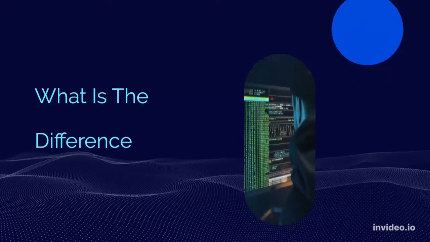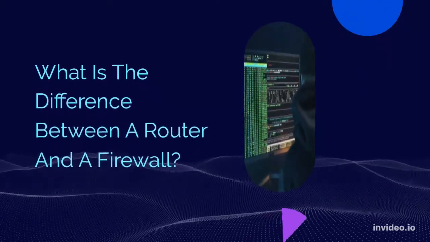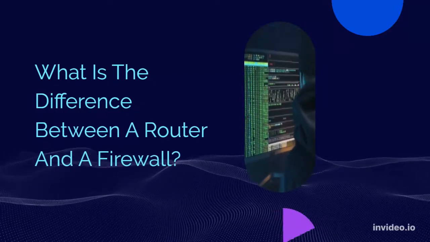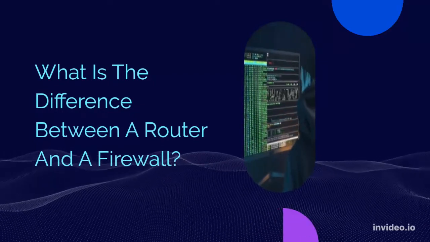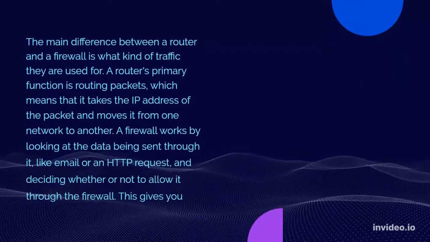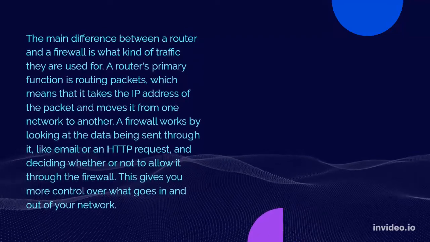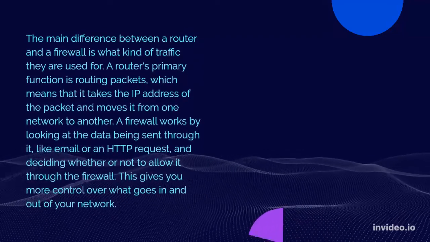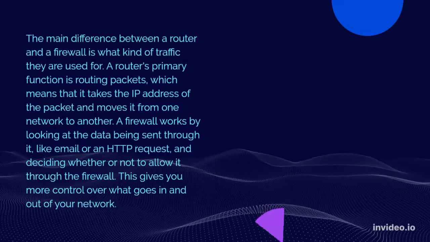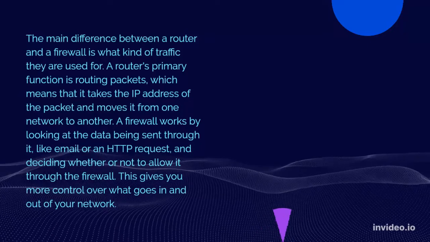What is the difference between a router and a firewall? The main difference between a router and a firewall is what kind of traffic they are used for. A router's primary function is routing packets, which means that it takes the IP address of the packet and moves it from one network to another. A firewall works by looking at the data being sent through it, like email or an HTTP request, and deciding whether or not to allow it through the firewall. This gives you more control over what goes in and out of your network.